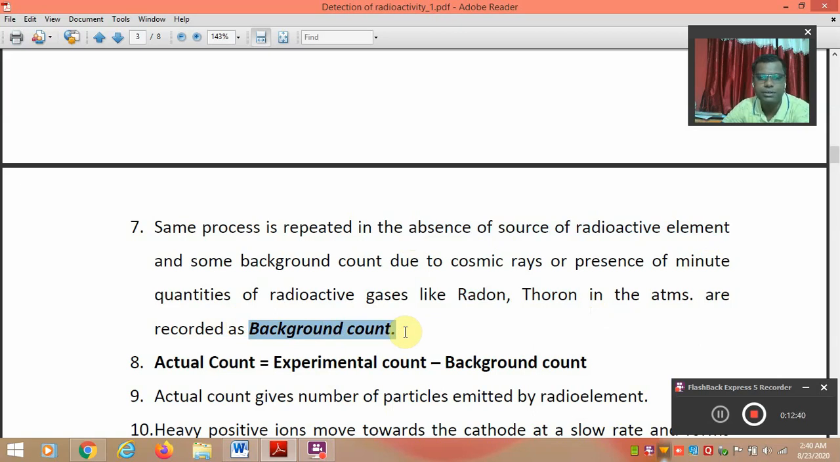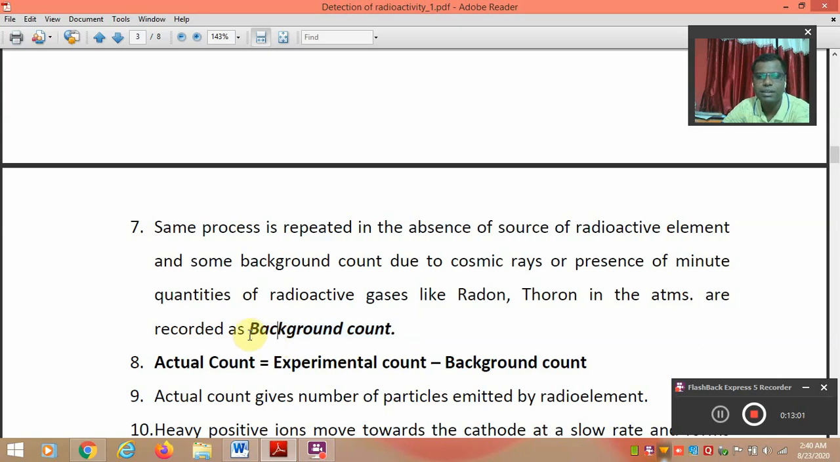It is just like a titration. In titration we do two titrations. One is called the blank titration, in the absence of the sample, and another one is the back titration, in the presence of the sample, and the difference of these two titration readings gives you the actual concentration or the actual amount of the sample.